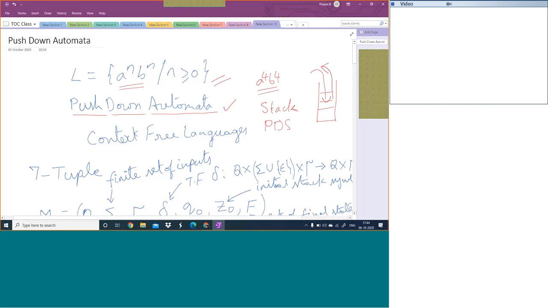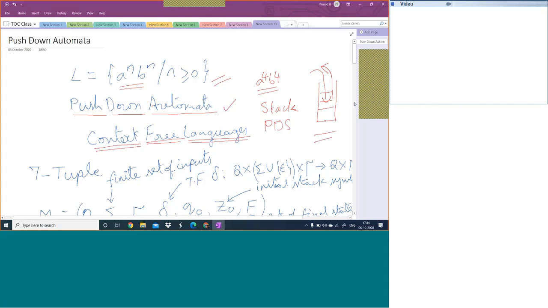And here, the main objective of PDA is it is used to accept context-free languages. Okay, and the memory in the PDA is nothing but stack. The stack can be used to push or pop the symbols.